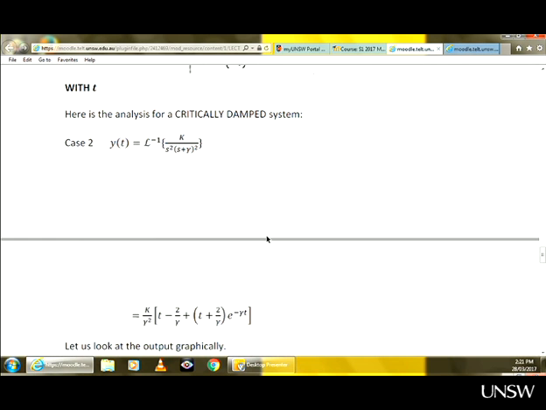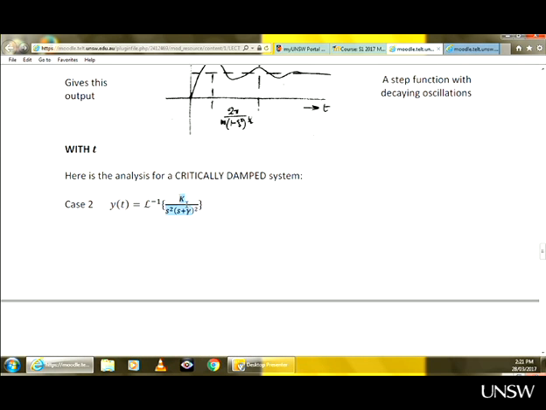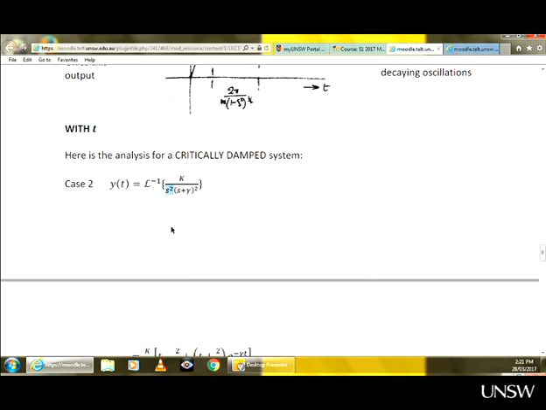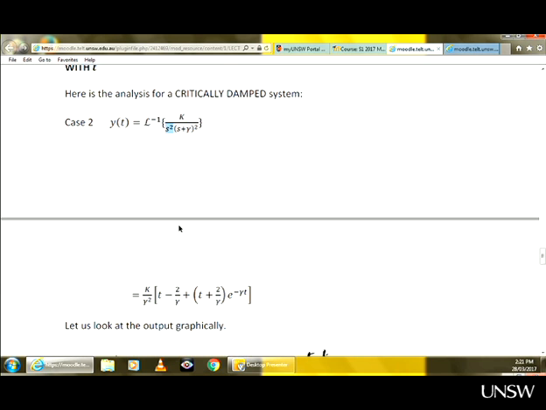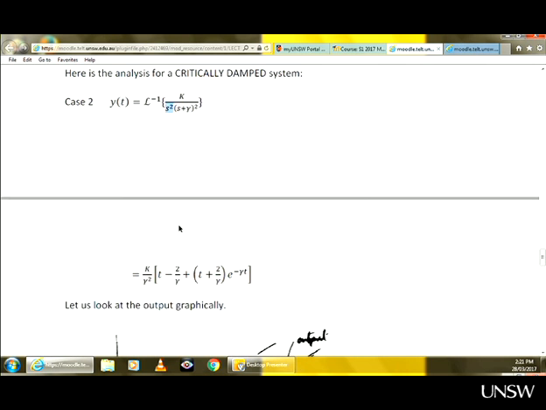So if we have a critically damped system, and if we apply a ramp input, critically damped means that there will be two real and identical roots in the denominator of the transfer function. The input is a ramp function, so we have 1 over s squared down here. So the output will be the inverse Laplace transform of this. We don't have this case in the tables, so we have to apply partial fractions. And when we do, we are going to get an expression like this.